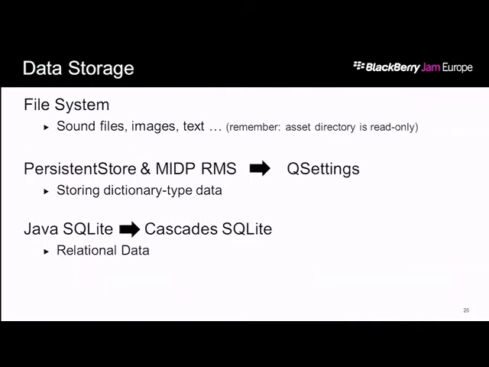In terms of data storage, the file system was there in Java. Obviously, it was much more limited than what we have in BlackBerry 10. But I think the key thing that you had with your Java applications was the persistent store or the MIDP RMS, and a lot of that could be replaced with QSettings, which is just a simple persistent mapping table. Or you can go more sophisticated with SQLite, and if you have some relational data, that is also an option for you.